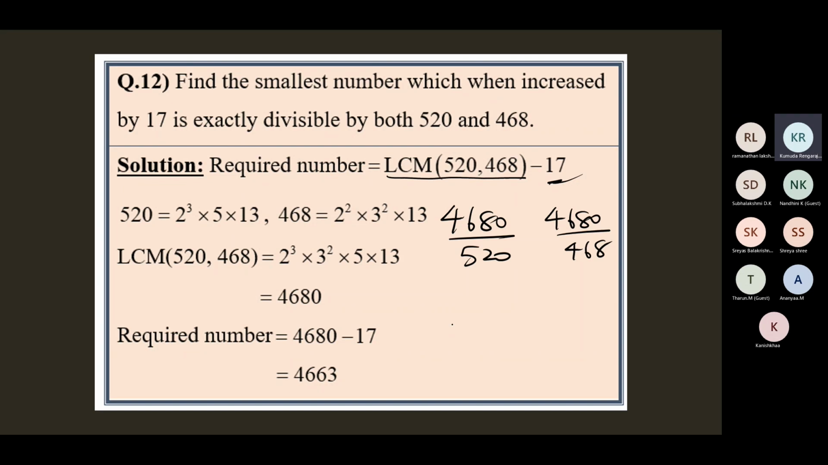No, find the smallest number which when increased by 17 is exactly divisible. So the 4680 is exactly divisible by these two numbers. No, you should find the number, that number when increased by 17. So subtract 17 then. 4680 minus 17. This is the required number. 4663 is the required number. Because if you increase this number by 17, then you will get 4680. And that 4680 is exactly divisible by 520 and 468.